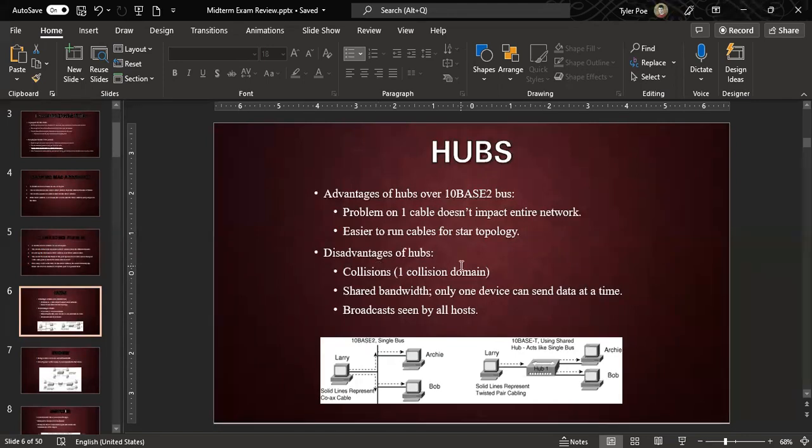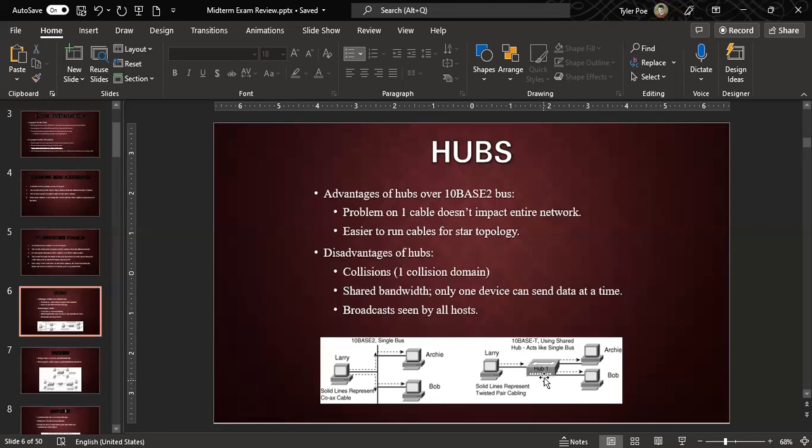The problem is there are many disadvantages of hubs. They only have one collision domain. In a network like this, when two devices communicate at the same time, these communications can collide with one another and cause some serious delay. Devices also have shared bandwidth. Usually devices are supposed to only send data one at a time, but collisions can still happen. Hubs are also rather insecure because their broadcasts can be seen by all hosts. And as shared bandwidth implies, they do not have good performance.